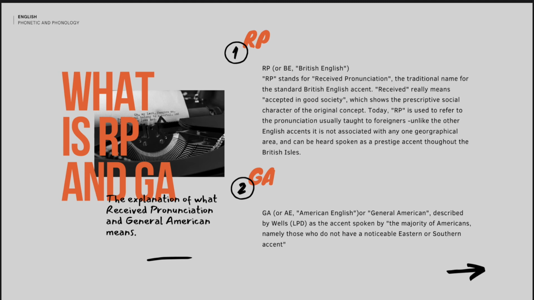The second one is GA. GA, or AA, American English or General American, is described by Wells as the accent spoken by the majority of Americans, namely those who do not have a noticeable Eastern or Southern accent.